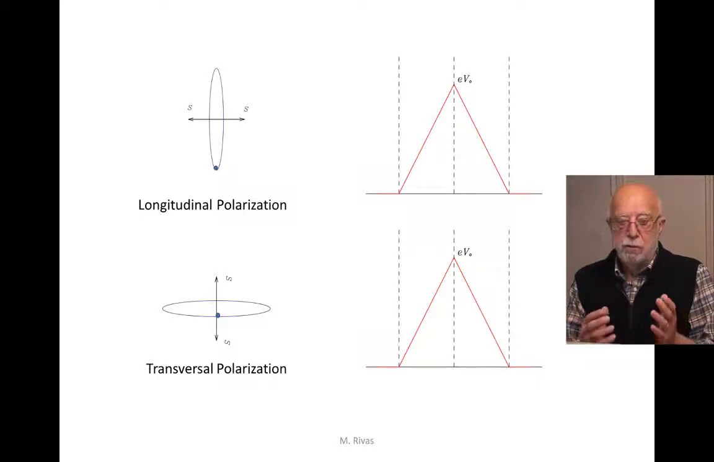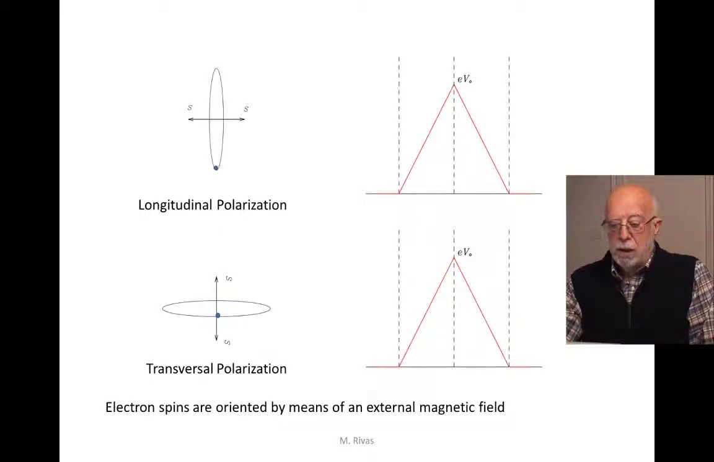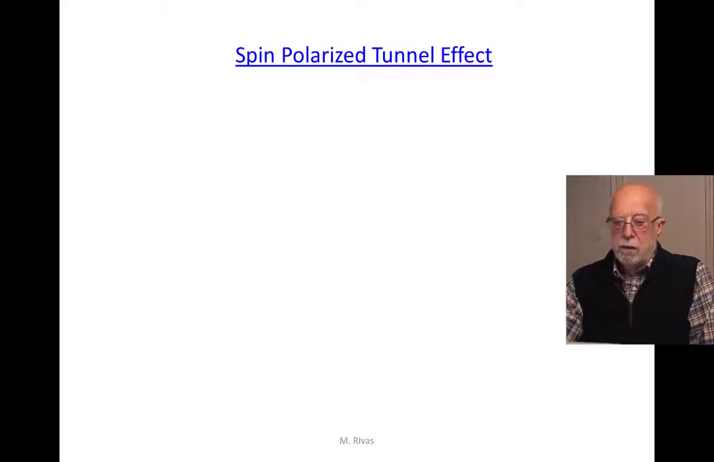Magnetic fields produce orientation of magnetic moments. The needle of a compass has magnetic moment, and it is oriented along the external field. Electrons have magnetic moments, like compass needles. So, if I introduce a magnetic field, I can orient the magnetic moment of the electron, and therefore the spin of that electron. Of course, we can analyze different spin orientations for the crossing of this barrier. This effect is called spin polarized tunnel effect.